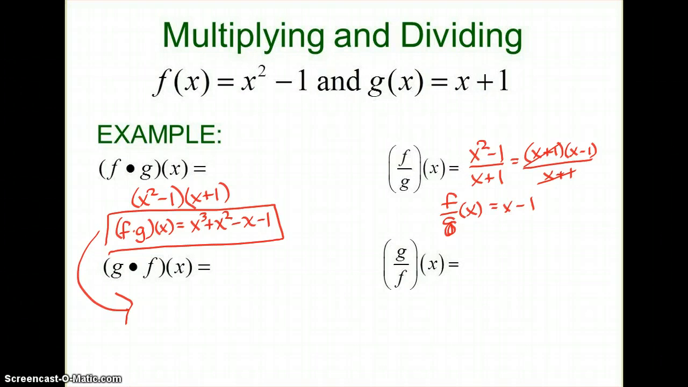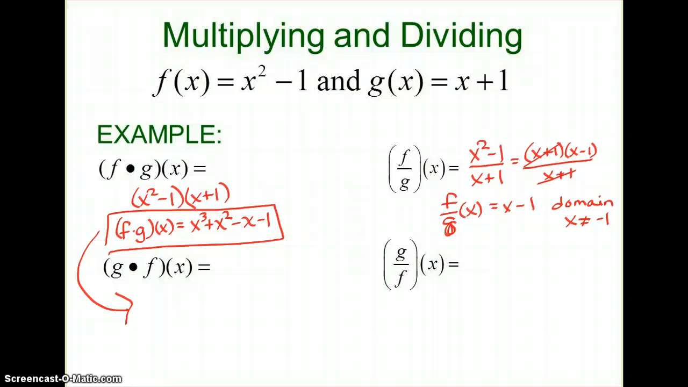So as far as the domain goes, I want to make sure that I say that x cannot equal negative 1. It can be any other number, any other real number except for negative 1, because negative 1 would give me division of 0, and division of 0 is undefined, making that no longer a function.